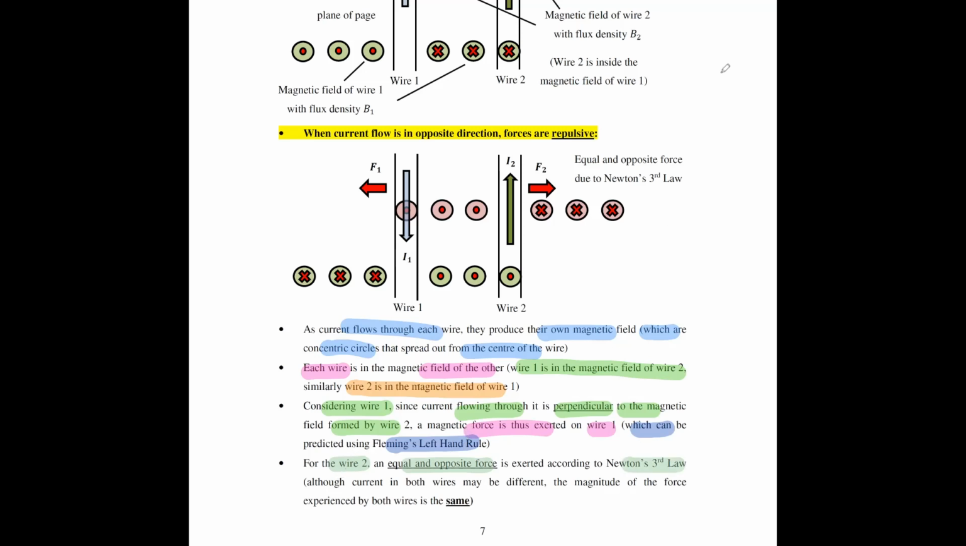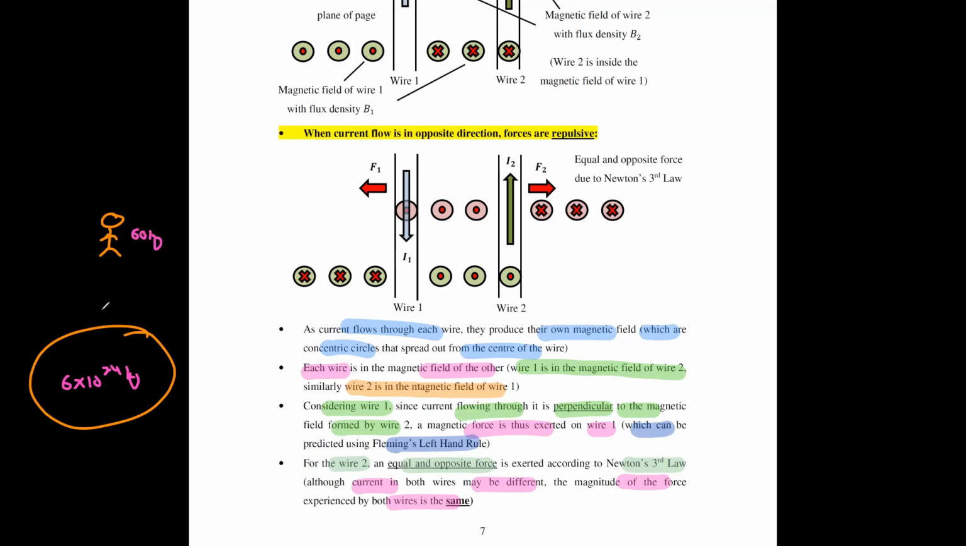All right. And one last thing to note is that when it comes to the current flow in the parallel wires, the current in both wires may be different, but the magnitude of the forces experienced by both wires ought to be the same. This is quite similar to gravitational force. Let's say you have a person here and Earth here. Earth has a mass of maybe 6 times 10^24 kg, whereas you may have a mass of say 60 kg.